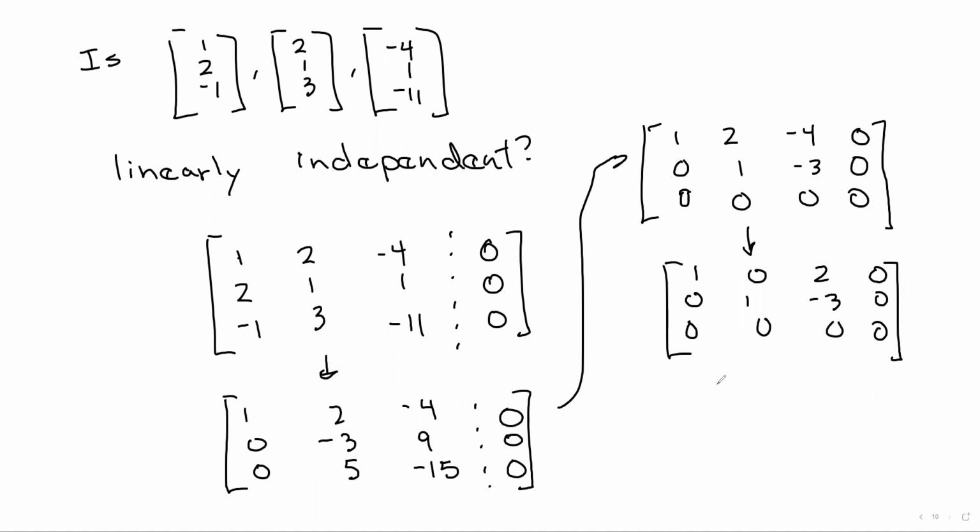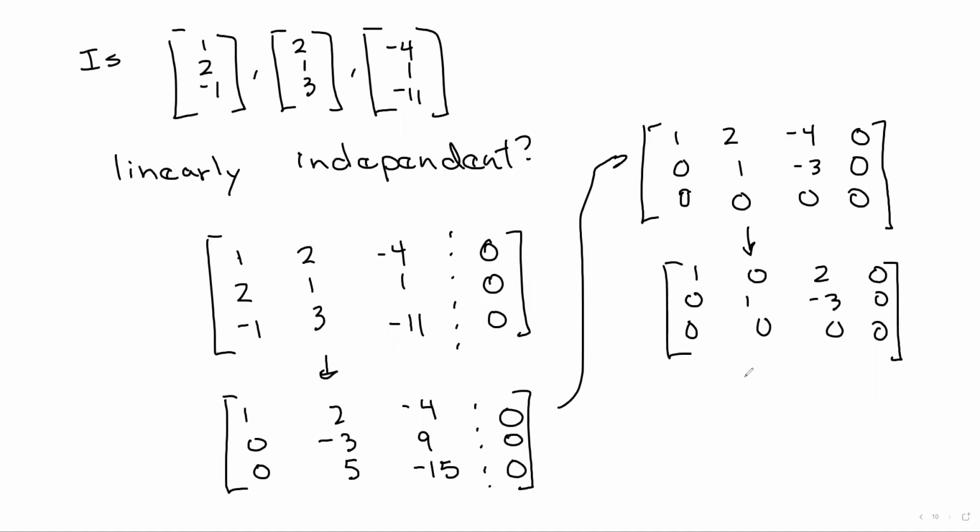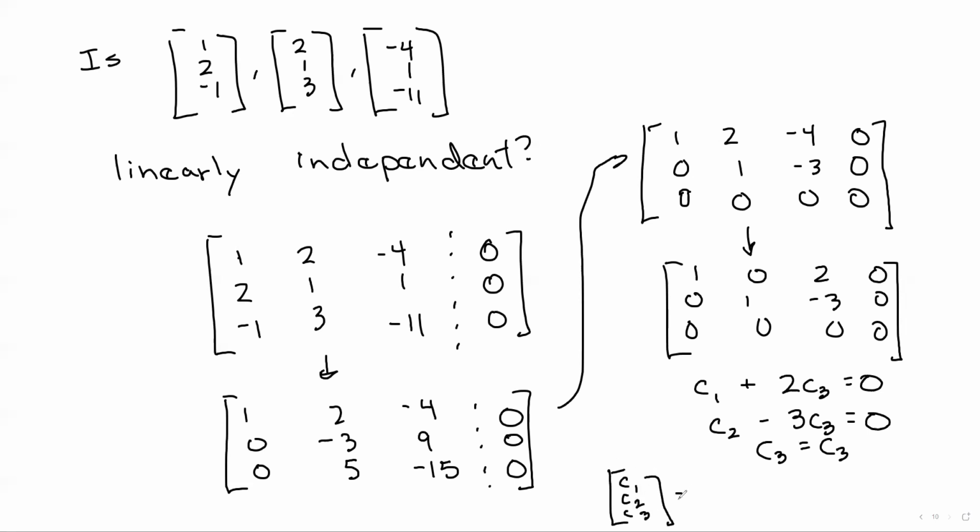Okay. And so what have we got here? This system here, we're using C's, right? So these are C's, not X's. Don't get confused here. So we're going to have C1 plus 2C3 equals 0. And then C2 minus 3C3 equals 0. And then for the missing row, we've got C3 equals C3. And so this is another way of saying we've got C1, C2, C3, which equals our C vector.